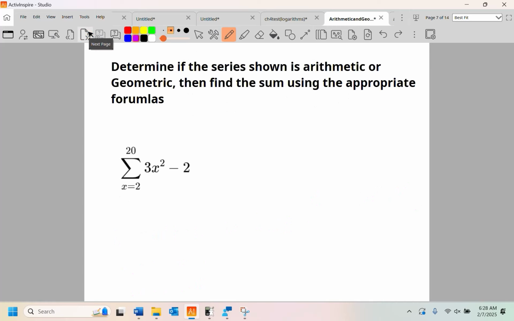Moving forward. Determine if the series shown is arithmetic or geometric, then find the sum using the appropriate formulas. Obviously, I can look at these things and tell you what they are. A lot of you should be able to as well.